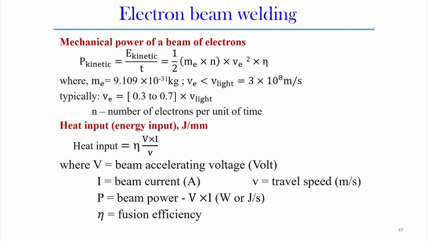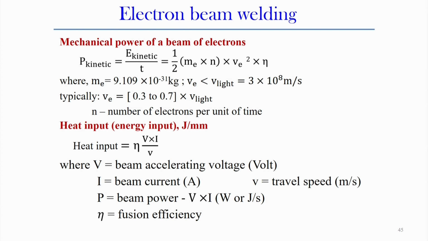So, basically here if you see this formula, ME represents the mass of the electron that is given, and V is the velocity of the electron, which of course should be less than the velocity of light. Depending upon the accelerating voltage, it can be around 30 to 70% of the velocity of light. So V is equal to 0.3 to 0.7 times the velocity of light, where the velocity of light is 3 into 10 to the 8 meter per second.